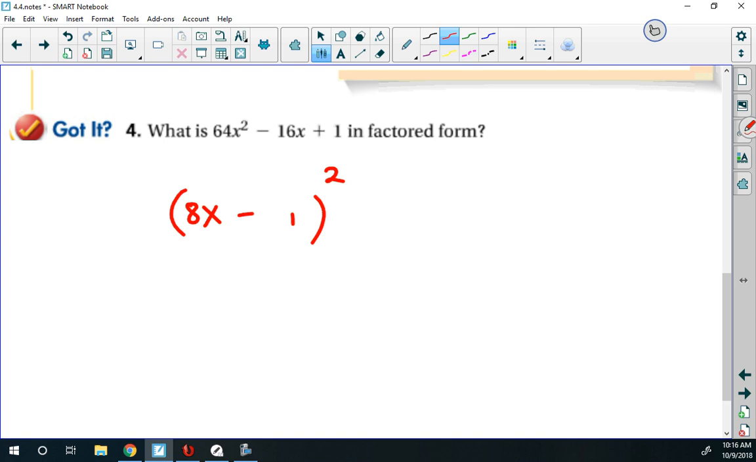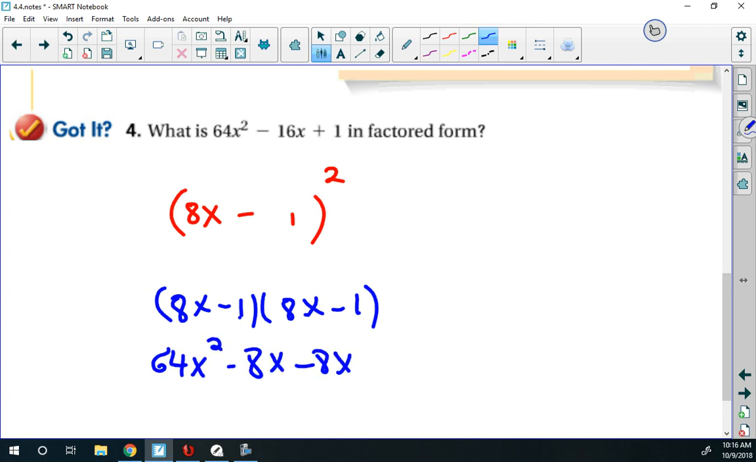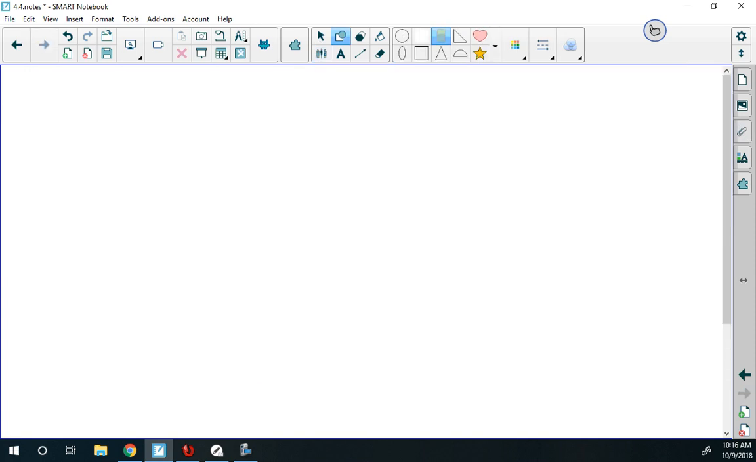Minus. Now, I know somebody out there's thinking, but dude, those don't multiply out to be what it is. Really? If you took 8x minus 1 times 8x minus 1, you're going to get 64x squared minus 8x minus 8 more x plus 1. It multiplies out. Trust it. Believe it. It works. Okay? All right. Moving right along then.